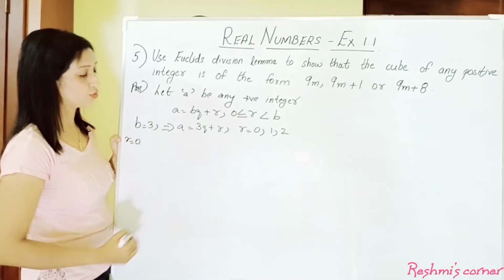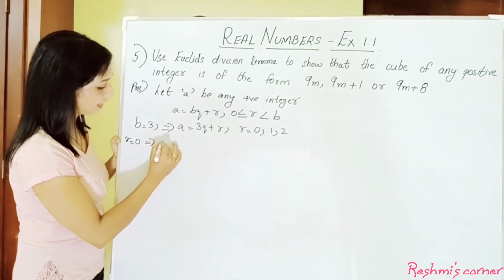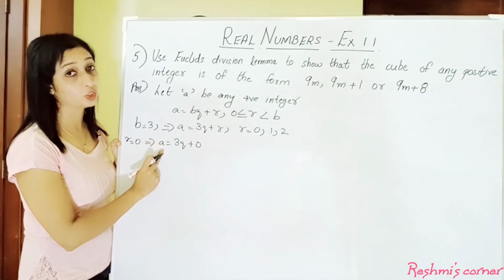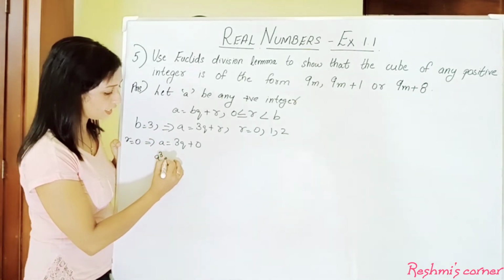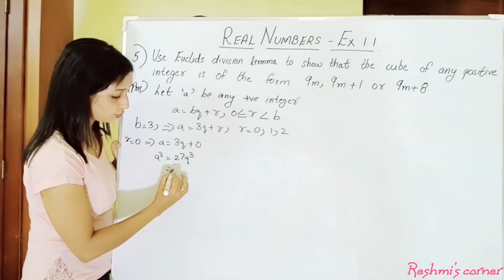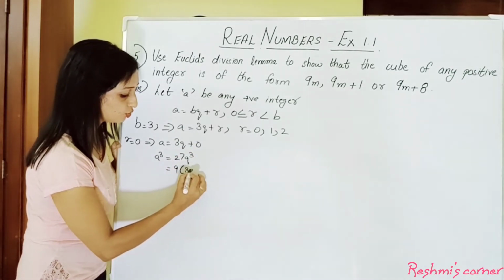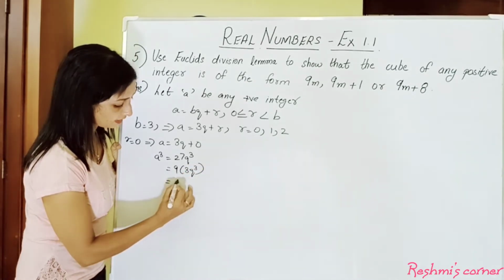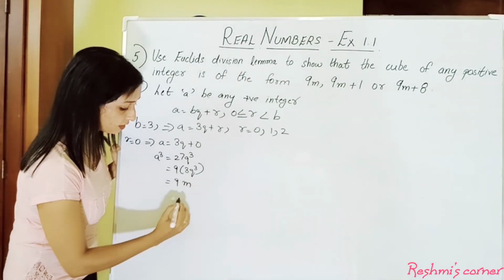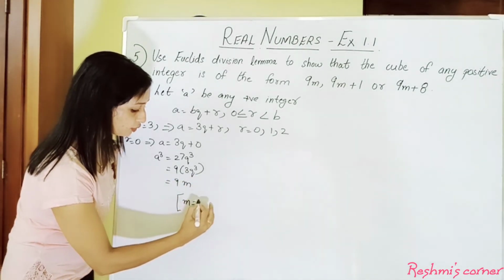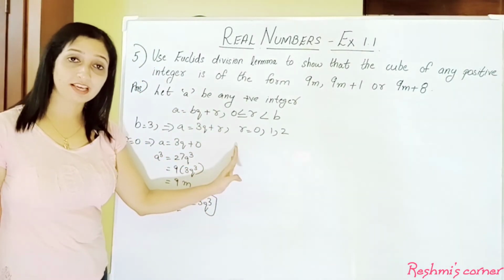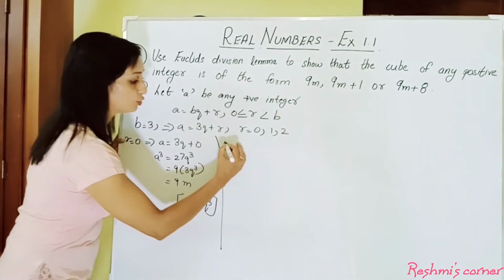When r is equal to 0, what happens? We get a is equal to 3q plus 0. Now we are taking the cube on both sides. So we get a cube is equal to 27q cube, which you can write as 9 into 3q cube, which is again the same as 9m, where m is equal to 3q cube. Next we go on to our case 2, which is r is equal to 1.